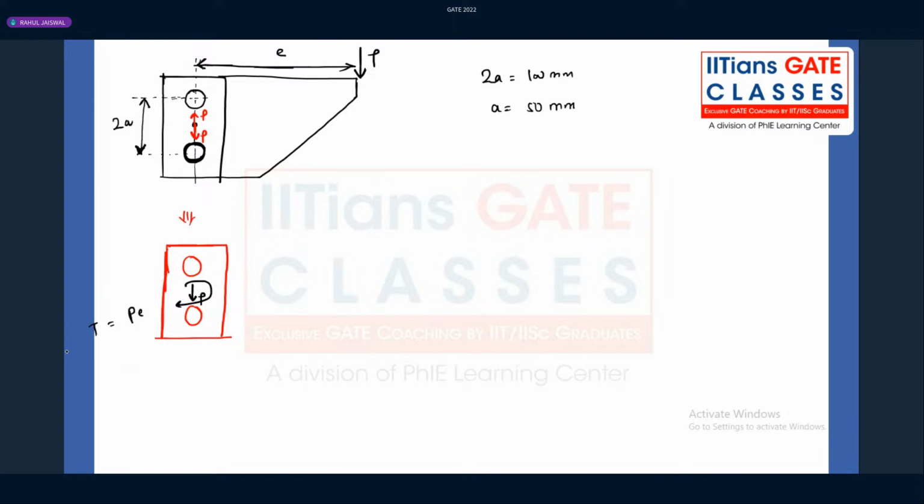Now, why am I calling it a twisting moment? Because whatever the moment which is there, this moment is parallel to the cross-section plane. If this moment is parallel to the cross-section plane, that is a twisting moment. If it is perpendicular, that is a bending moment, right? So because of the P, there are first of all primary shear forces introduced. What are the primary shear forces? They will be developed like this. Both will be sheared off. It's a primary shear force.